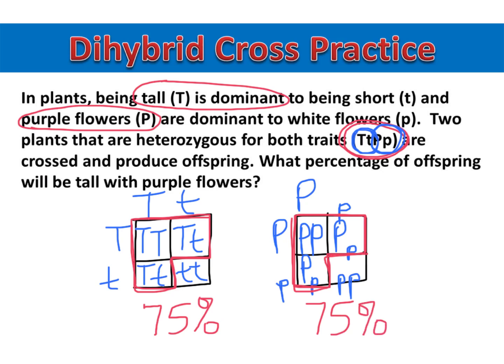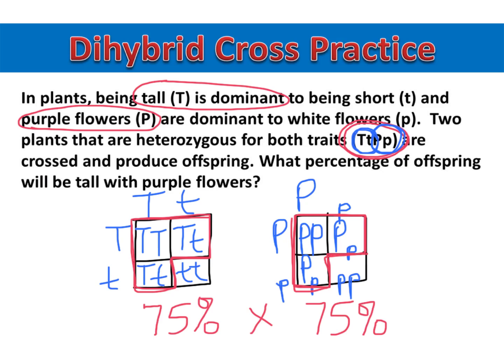So you may think that because 75% is the answer from both boxes, that 75% should be the final answer, and it is not. You have to remember that you always multiply the answers you get from both Punnett squares, and 75% times 75% is not 75%.